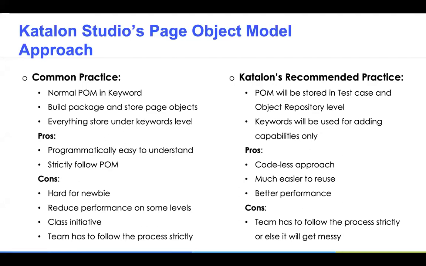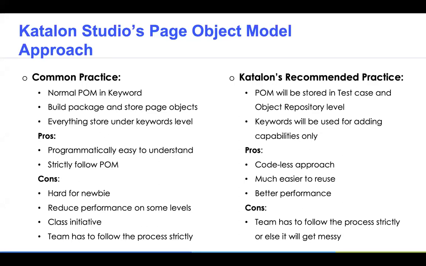So what's the advantage of this approach? It's programmatically easy to understand if you are a programmer or a senior QA engineer, and it strictly follows the page object model, especially if you are coming to Katalon Studio from another framework using Selenium. But there are a lot of disadvantages. It's going to be hard for a newcomer, a fresher QA engineer getting into your project, to know what is really going on underneath the hood.